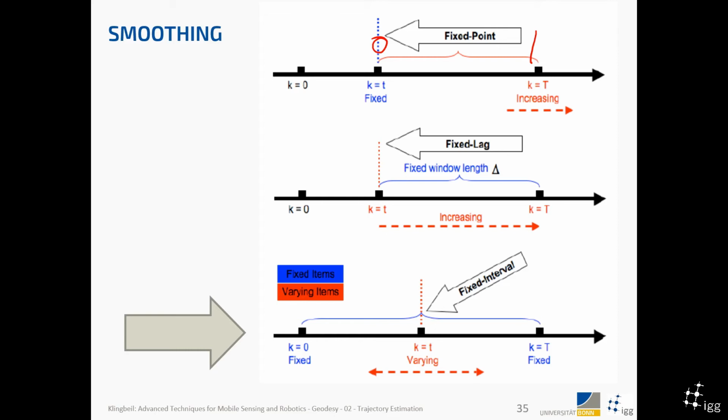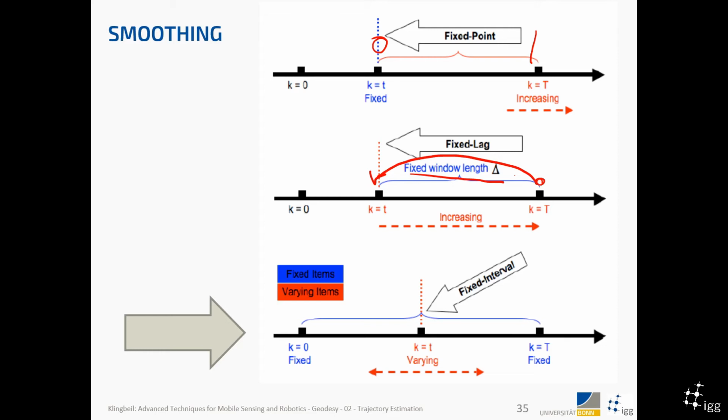And then there's something called fixed lag smoothing. This is if I'm interested in my state at a certain time. So I have my measurements up to that point, and then I'm interested in my state at that time with a fixed window length here. Then they call it fixed lag smoothing.